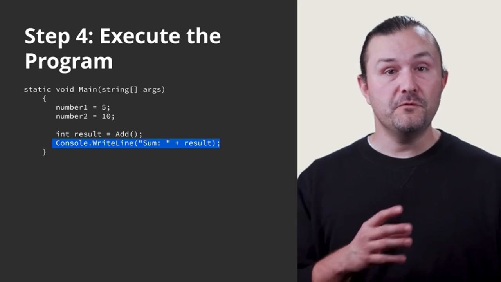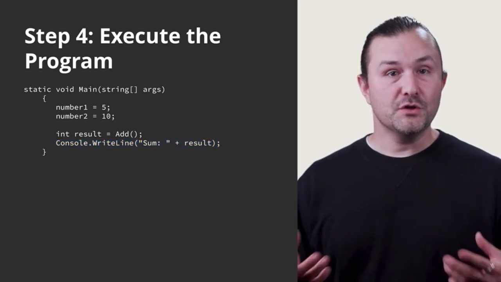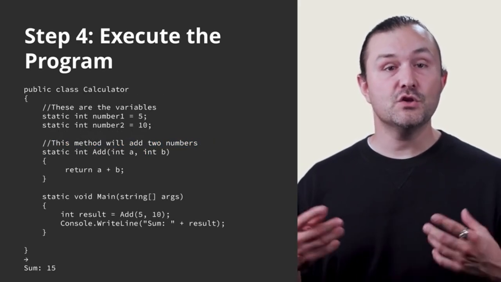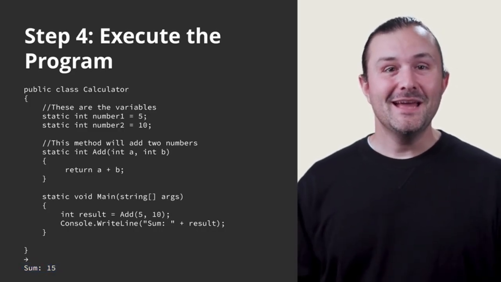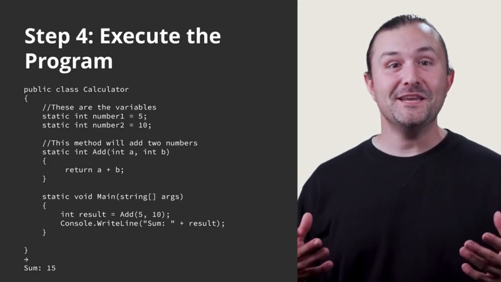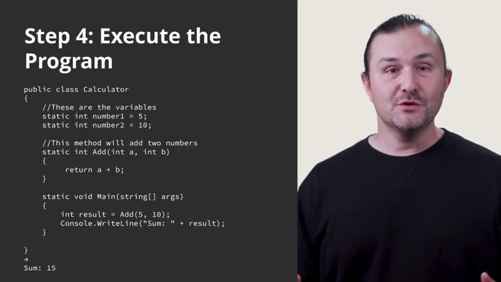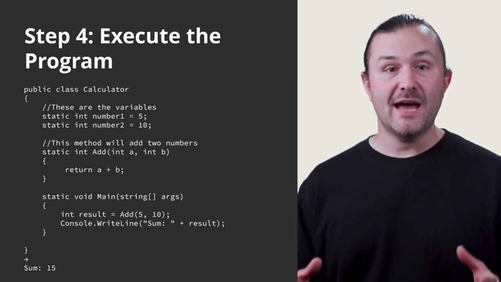We would expect it to show 15 as the result. If you run this code, it should write something like this in the terminal, sum: 15, which is the expected result. Now try adding other pairs of numbers and see if the result is what you'd expect. You can also try to create a subtraction method in the same fashion.